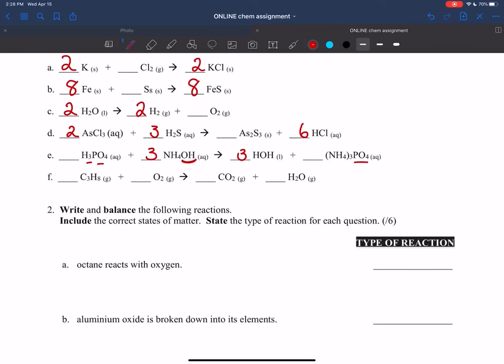And then finally, we have a hydrocarbon combustion, which we solve using the CHO rule. So we're going to balance our carbons first. Our hydrogens are next. I have 8, so I need 4 times 2 is 8. And now I'm going to add my oxygens. 3 times 2 is 6 oxygens and 4 here. So I have 10 on this side. I'm going to need 10 on that side.